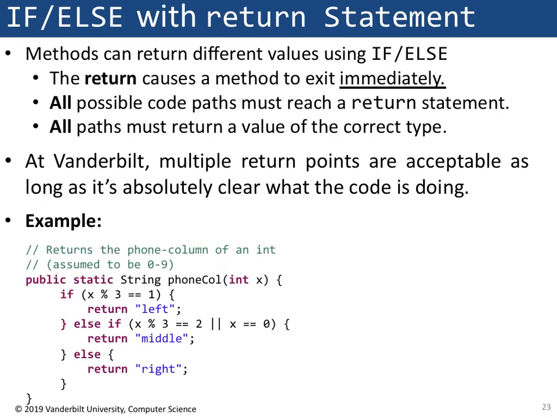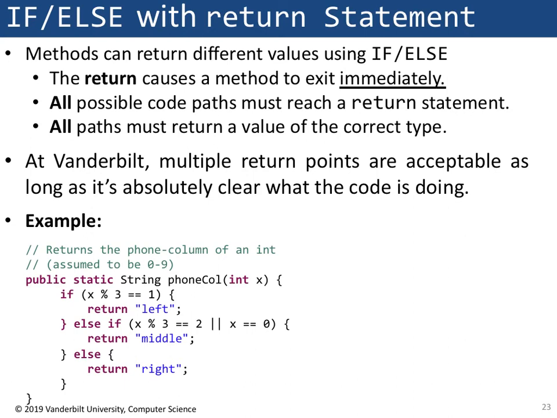As a rule, it is acceptable to have multiple return points. However, it is necessary that you comment your code well and make it absolutely clear what the code does. So here's an example of code that uses if-else branching to return different values, and we have multiple return statements, but we are following the rules which we have just set. So we are going to return a value in every possible path, and we're going to make it absolutely clear what the code does, and also we are going to return a value of the proper data type.